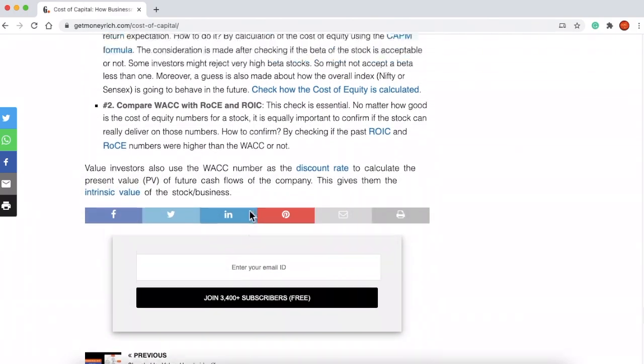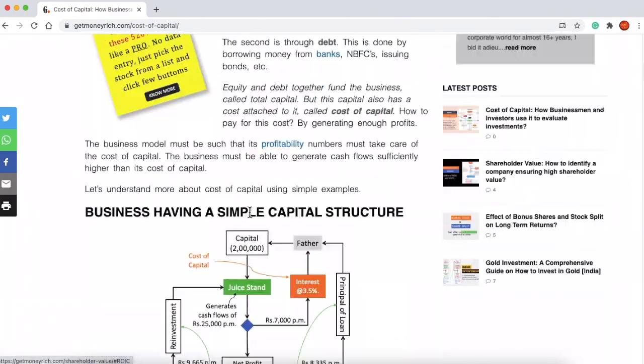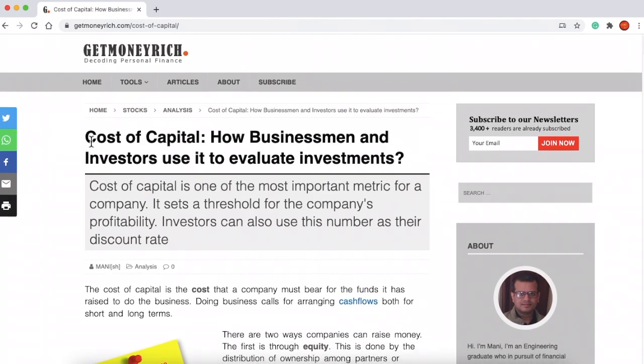I hope you have understood the concept of cost of capital in this video. If you want a more in-depth perspective on cost of capital, I will request you to read the article.